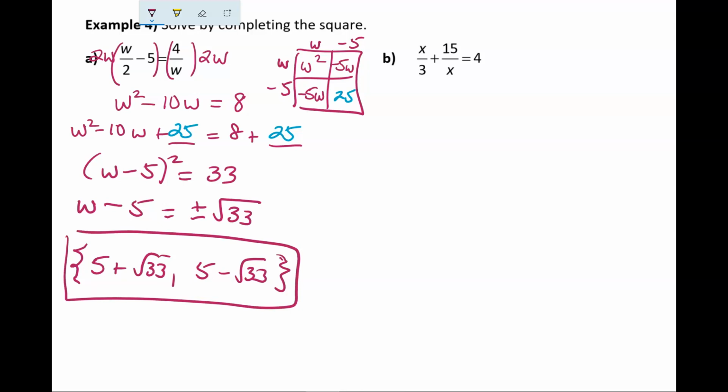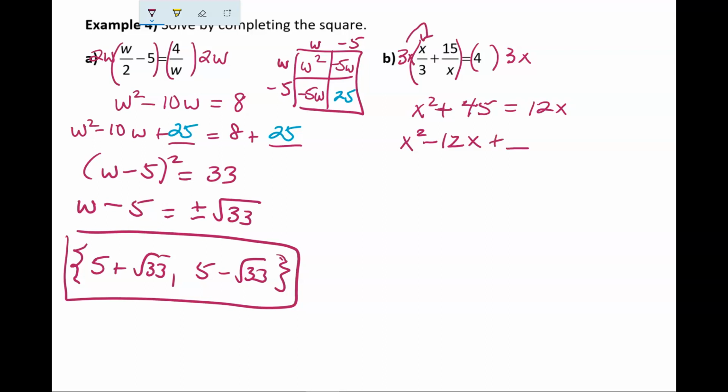X over 3 plus 15 over x equals 4. There are two denominators again, and so we need to multiply both sides of the equation by 3 times x. When we multiply to the first fraction, the 3's cancel, leaves us with x squared. To the second fraction, the x's cancel, leaves us with 3 times 15 is 45. And on the right side, 4 times 3x is 12x. We need to do a little bit of rearranging. Let's subtract that 12x to the left side to be with the x squared. And let's subtract the 45 to be on the right side.